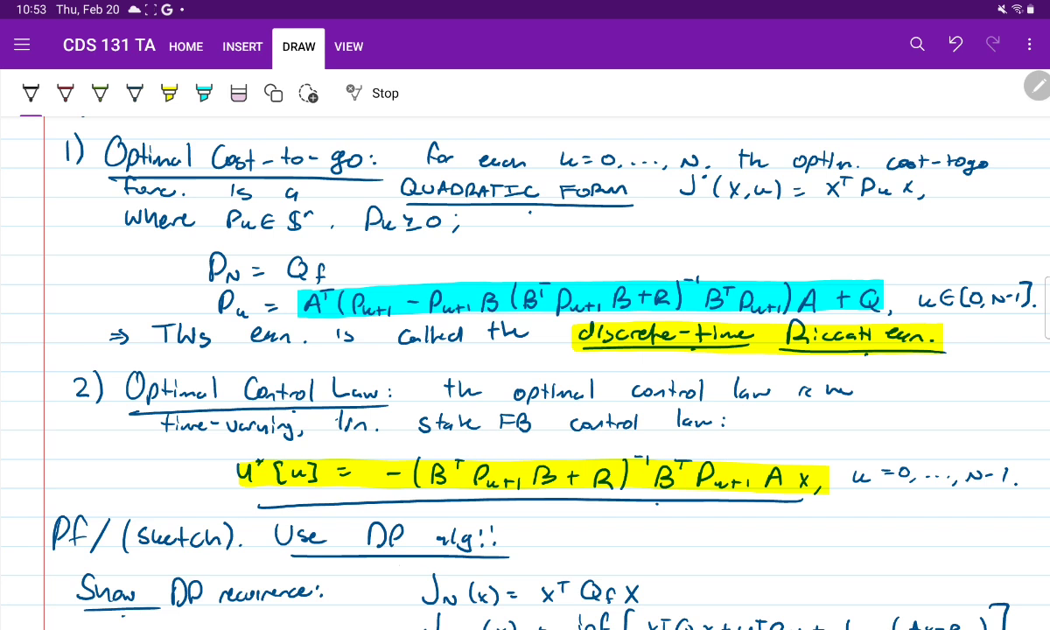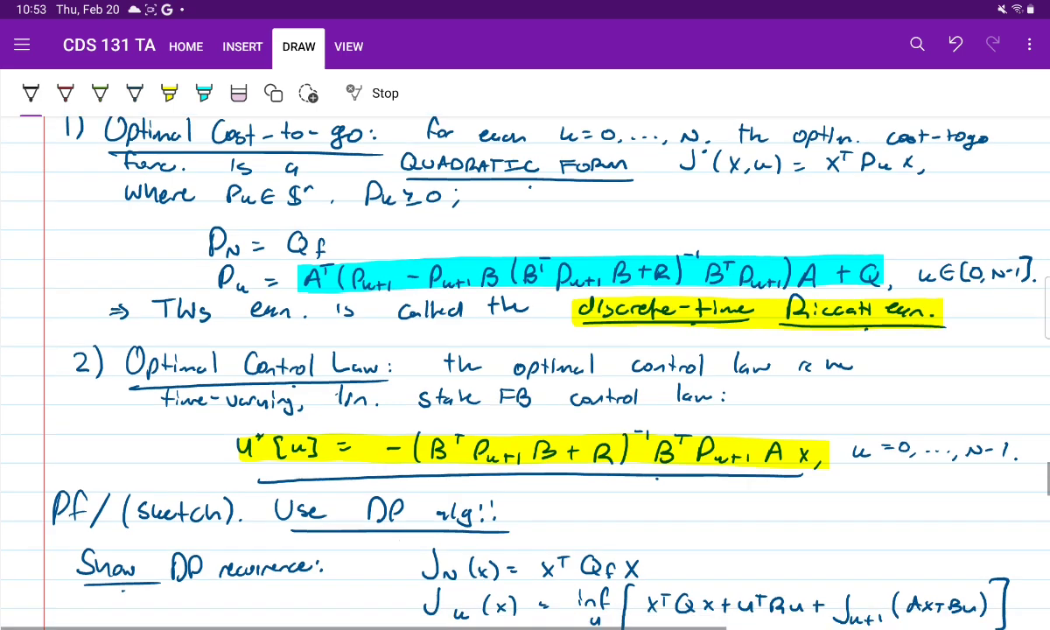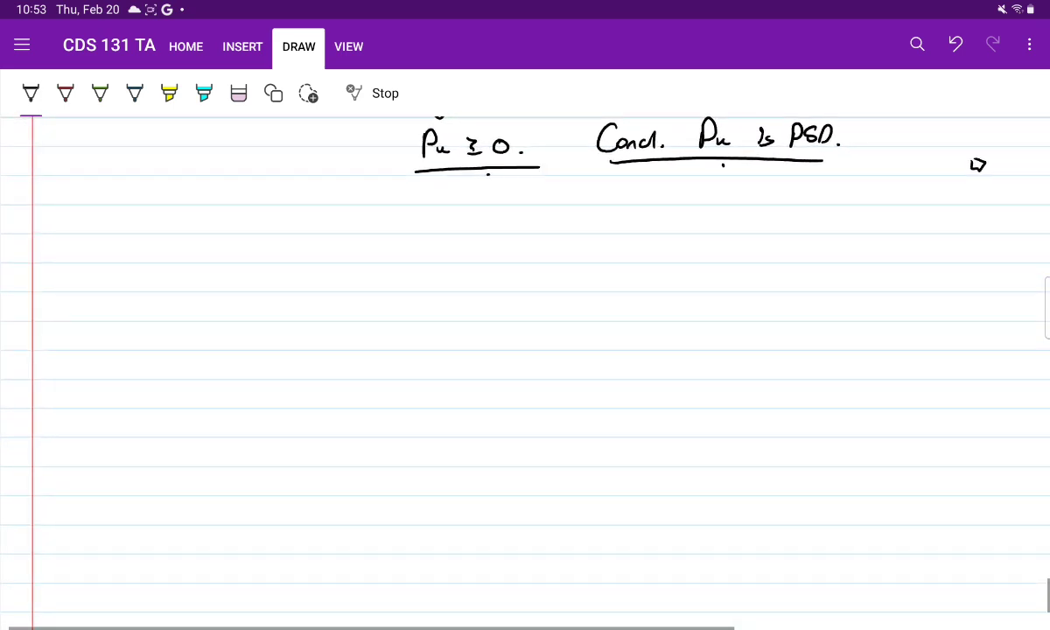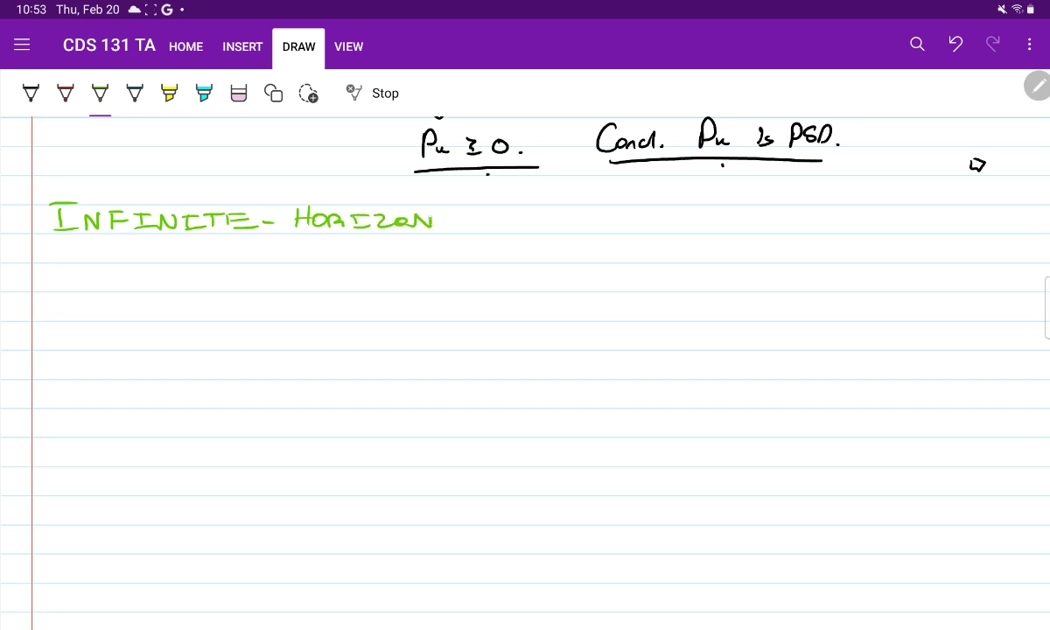Okay, so next I want to talk about the infinite horizon case of the LQR problem. So all that we've done so far is talk about how we solve optimal control laws over some finite horizon, right? Where the value n that specifies my horizon is going to be some fixed finite integer, okay?